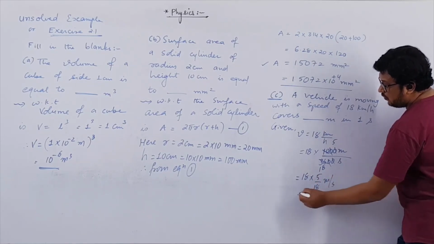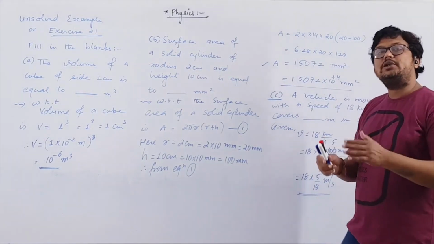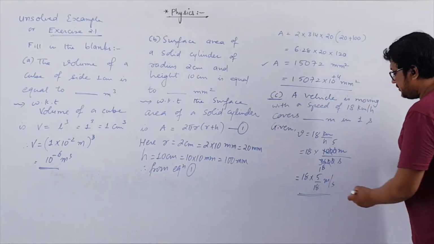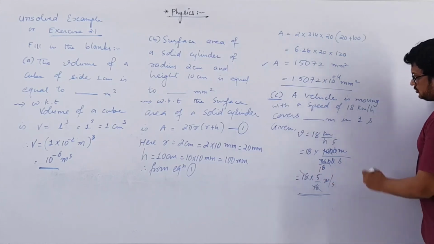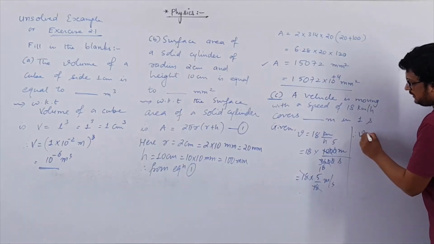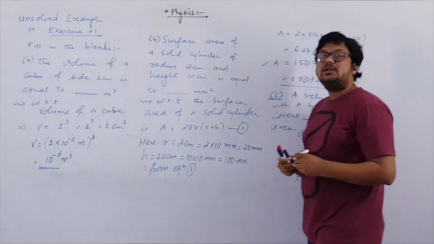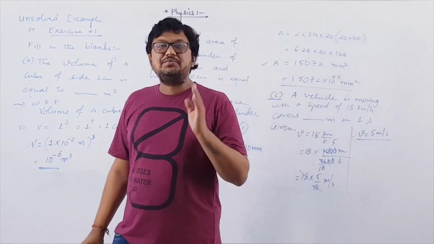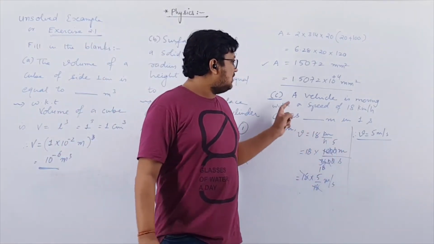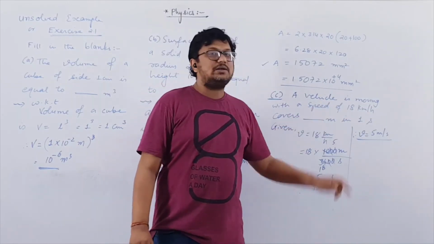So it means that if we want to convert kilometer per hour into meter per second, we have to multiply it by 5 by 18. So here you can see that 18 will get cancelled out. Therefore V will be equal to 5 meter per second. The speed of vehicle will be 5 meter per second. It means that it will cover 5 meter in 1 second. So a vehicle moving with a speed of 18 km per hour covers 5 meter in 1 second.